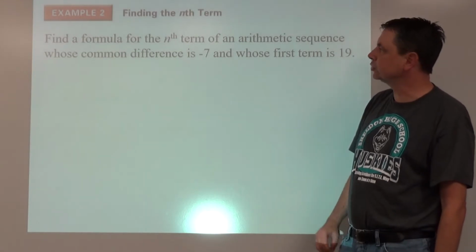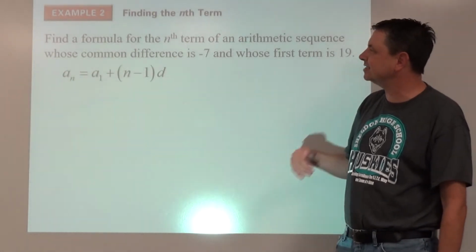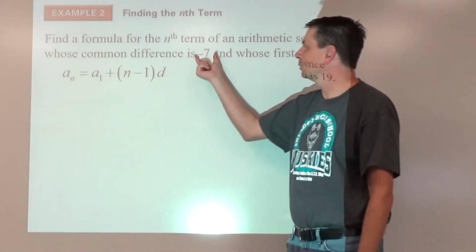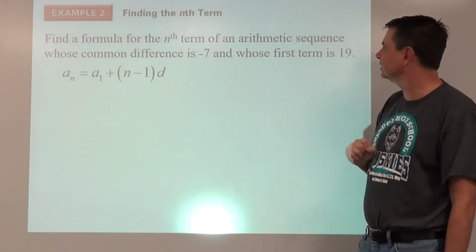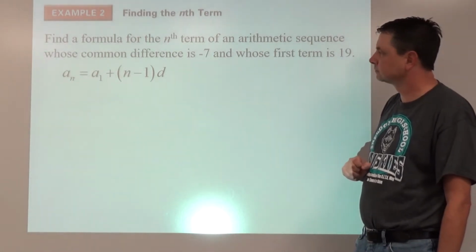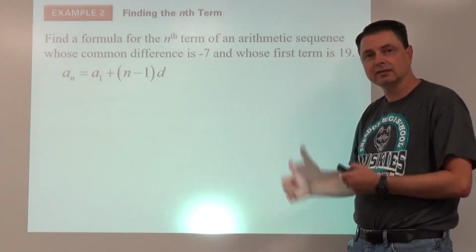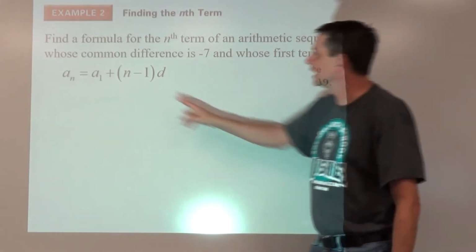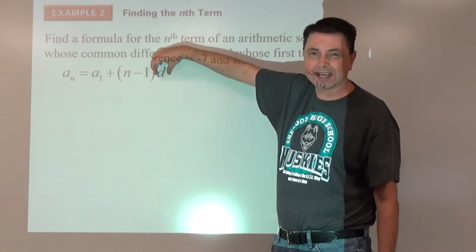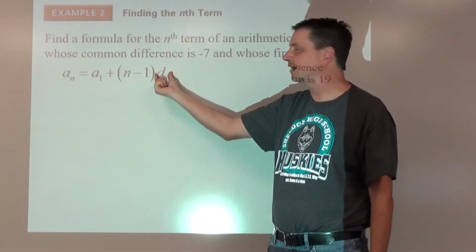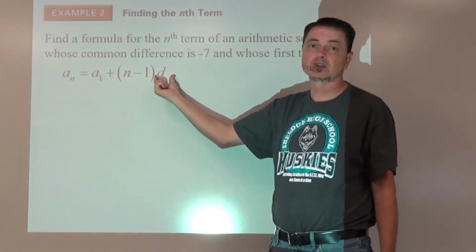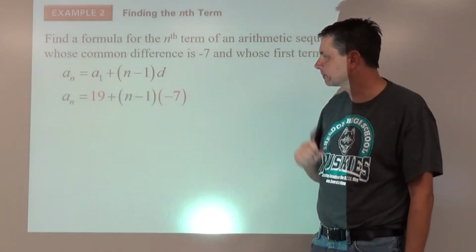So example number 2, find a formula a sub n for the nth term where we know the common difference is negative 7 and the first term is 19. So we'll just replace, see what happens. So 19, d is negative 7. Now, we do want to make sure we have parentheses around that, because if you don't have it, it's going to really mean subtract 7. When we really know it needs to be multiplied by negative 7.